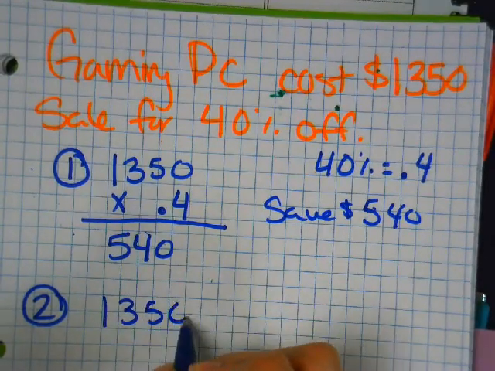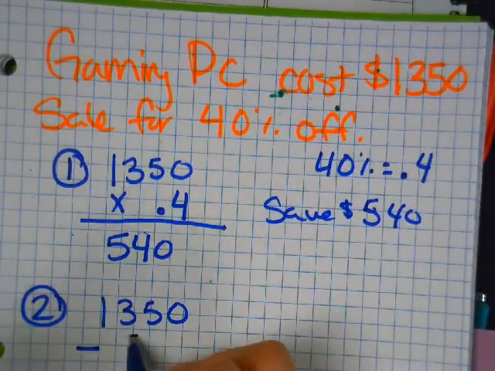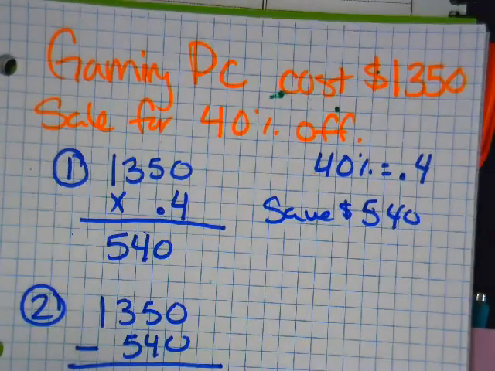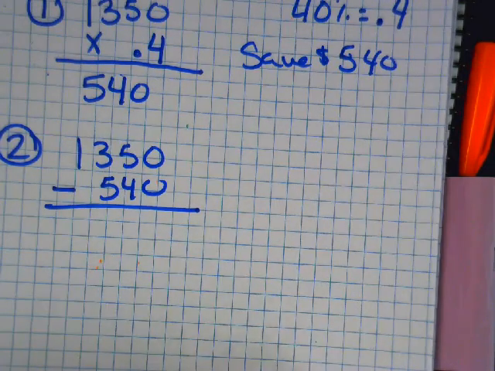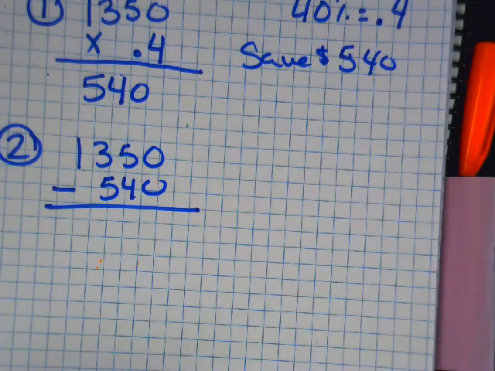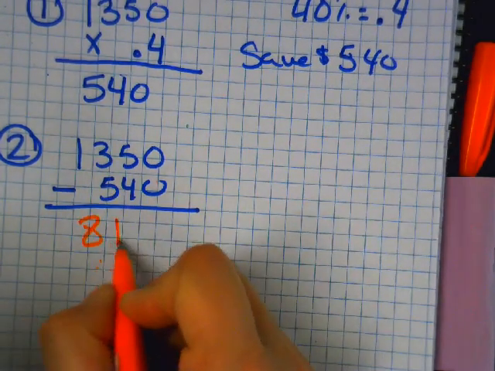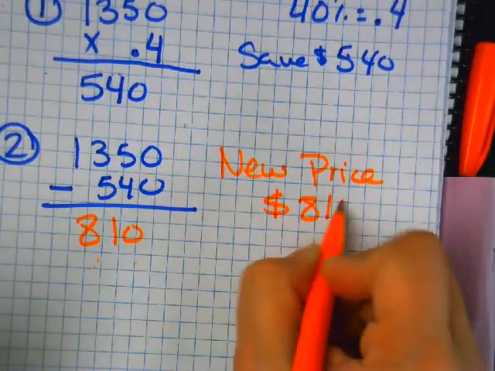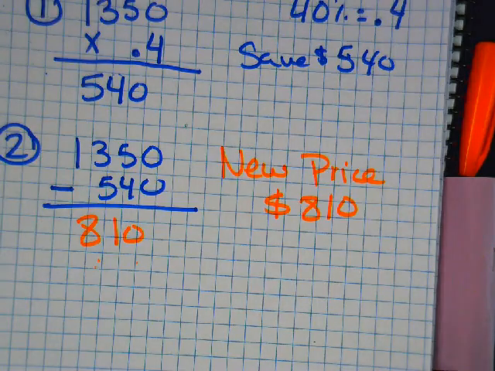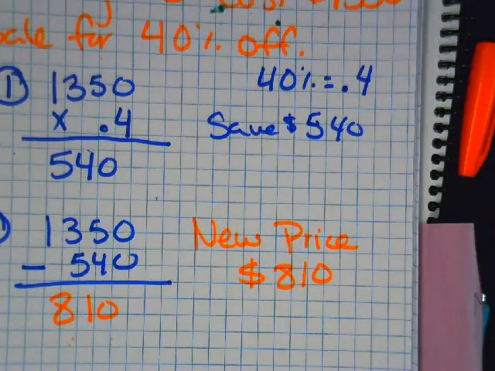All right, what's step number 2? 1,350 minus 540. All right, type it into the calculator. So you're going to write on paper what you're going to do, and you're going to use a calculator to do it. All right, what do we get? Yep. So your new price is 810. Yep. So how much do I save? 540. And how much do you pay? What's my new price? 810.